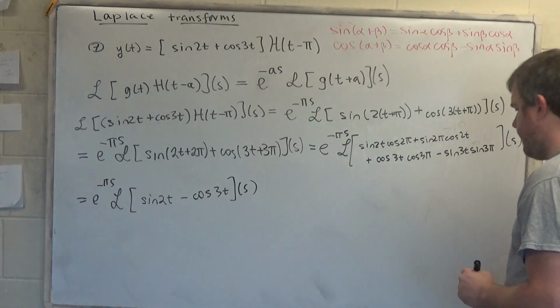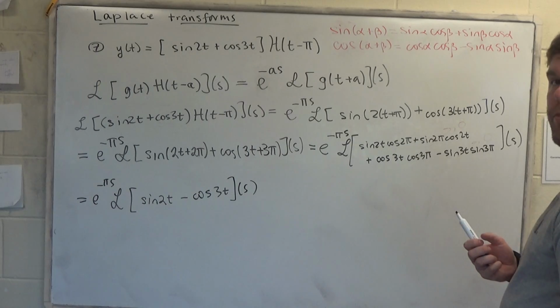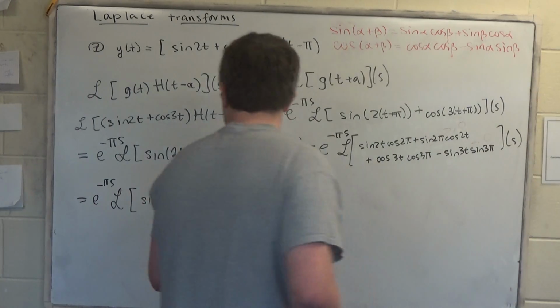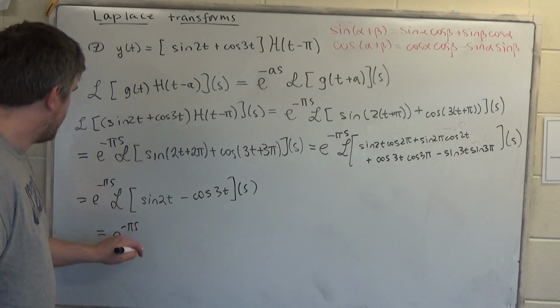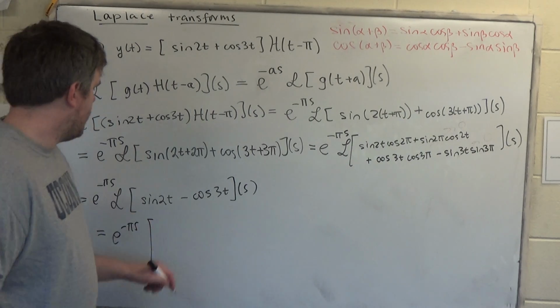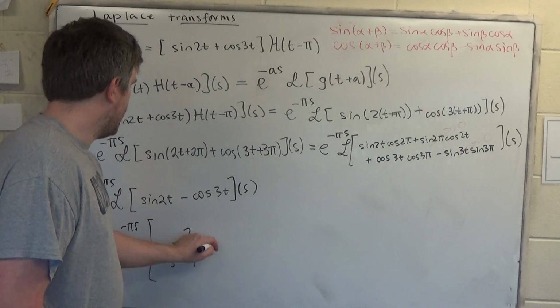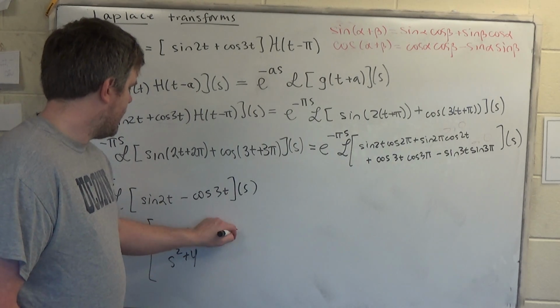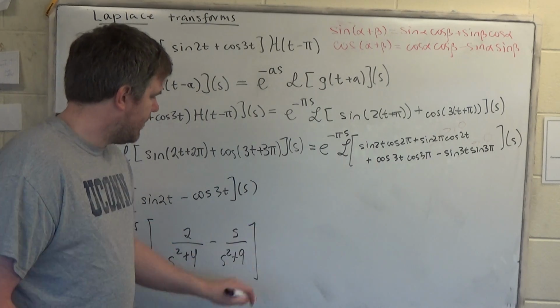So ultimately all we have to do is to find the Laplace transform of the sine of 2t and the cosine of 3t. So both of these are easy to find on our chart. What we get is 2 over s squared plus 4 minus s over s squared plus 9.